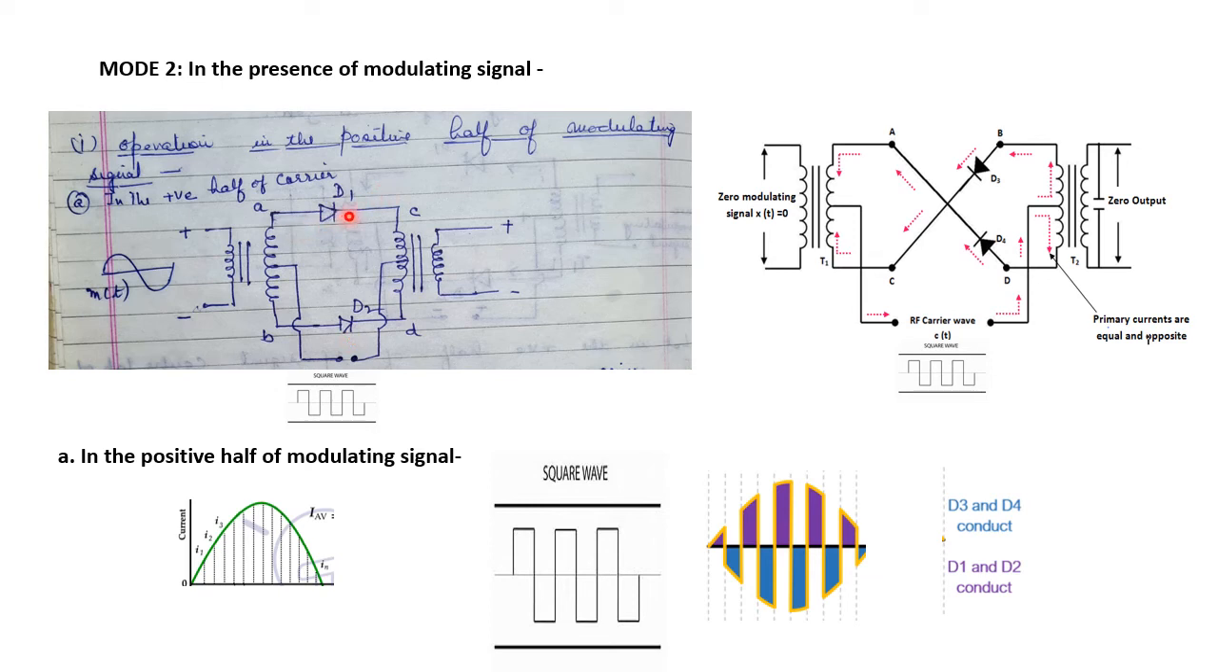When both the diodes D1 and D2 are in the conducting mode, it means that the resistance produced by the diode D1 and the diode D2 will be least.